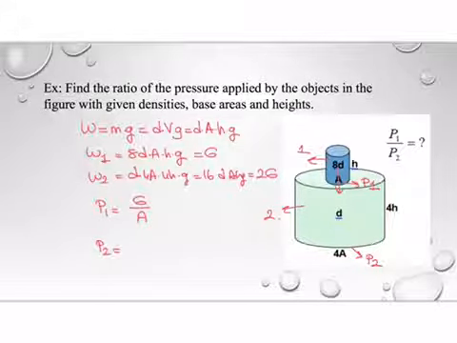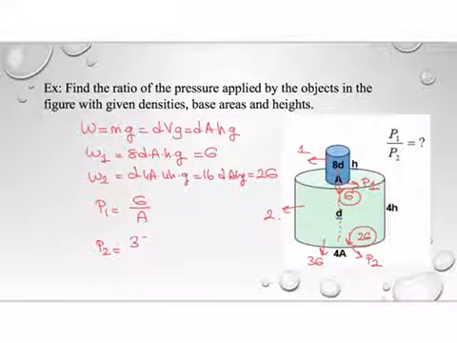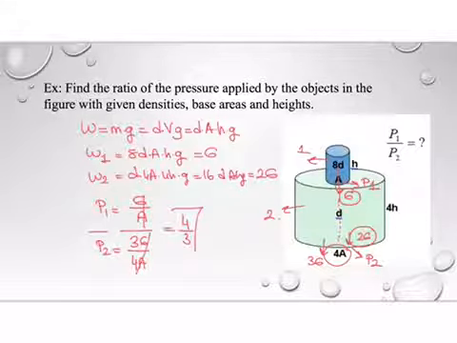This has a weight of G, and this will be transmitted by the second figure. The second object has a weight of 2G, so the total force exerted on the base will be 3G over the base area 4A. So the ratio of the pressures will be equal to 4/3.